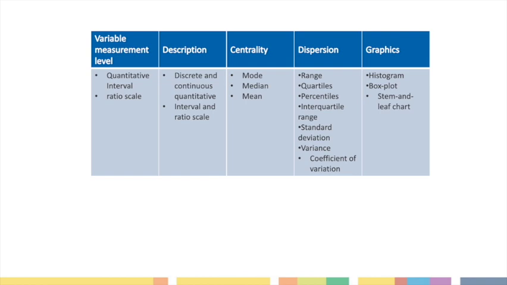On the other hand, we also have the quantitative variables. We have interval scales and centralities like mode, median, and mean, and dispersion, which are the ranges, quartiles, percentiles, and the interquartile range that's also included in the last slide where we saw the measures for the qualitative variable. We have the typical or standard deviation, variance, and the coefficient of variation. Among the most representative graphics, we have the histogram, box plot, and stem-and-leaf charts.